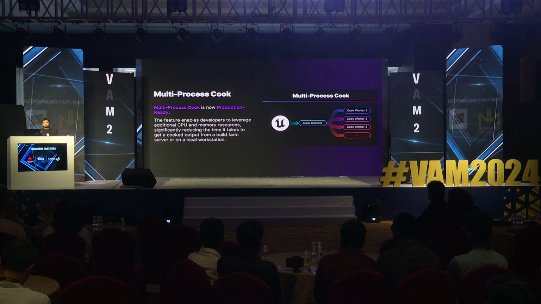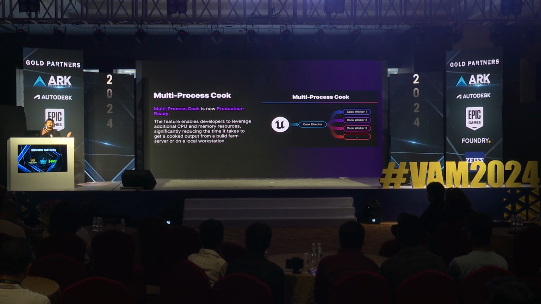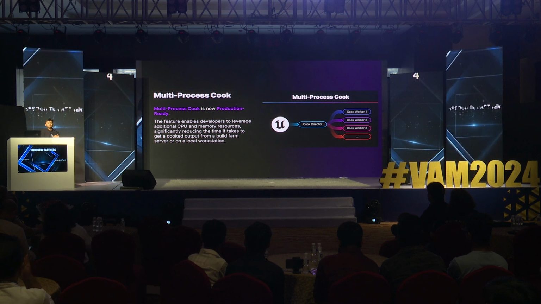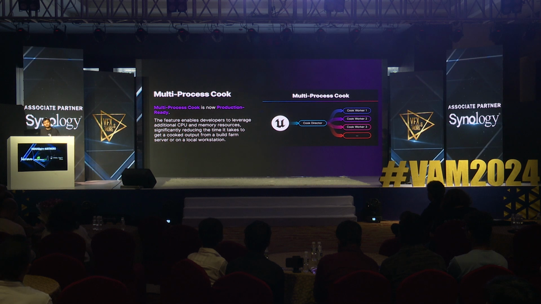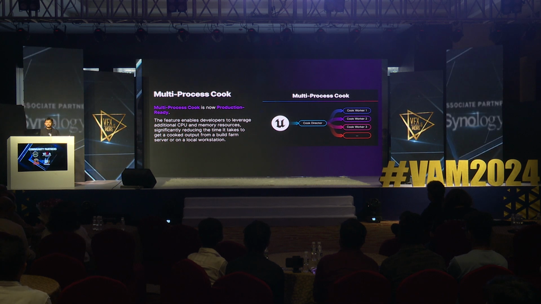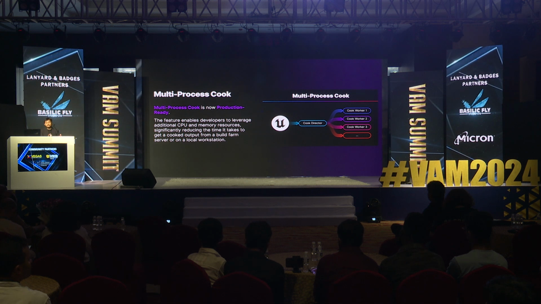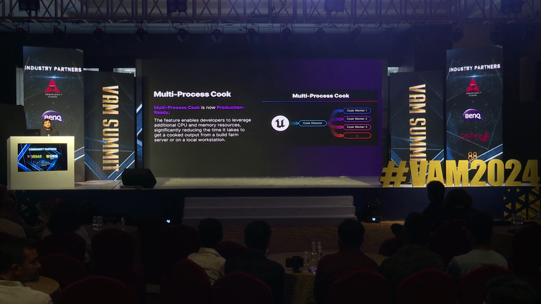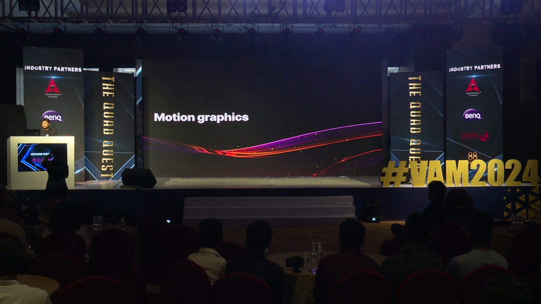Now, we all know how long cooking takes if you've ever packaged a project. And multi-process cooking was already introduced with 5, but it has seen a significant improvement with 5.4. You can test that out. It uses way better resources. The resource allocation is much better, and cook times have been reduced crazy in comparison to what was.